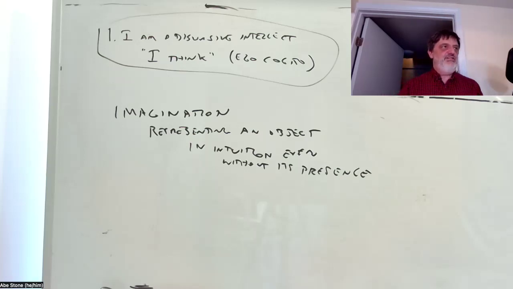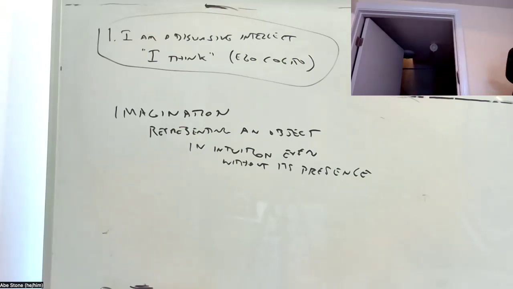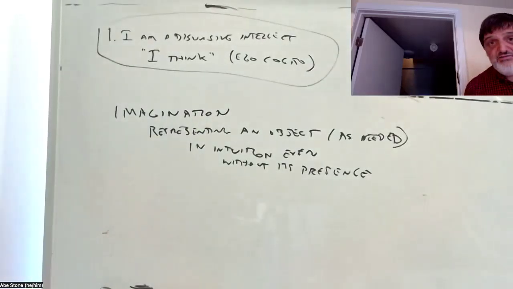So, I think the first thing to realize is that Kant doesn't think of the imagination as a faculty of calling up random images, like in a hallucination. Maybe when that happens, you can say it's an effect of the imagination, but that's not what the imagination is for. The imagination is for calling up images that are, in some sense, appropriate. Right? So it's representing an object, so to speak, as needed, intuition, even without its presence.